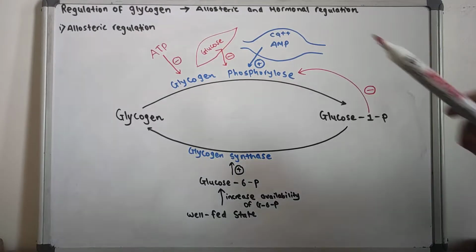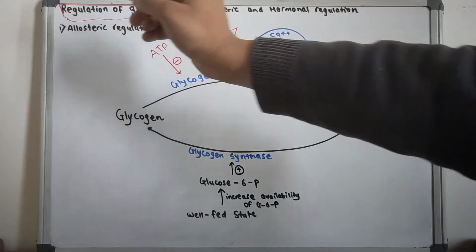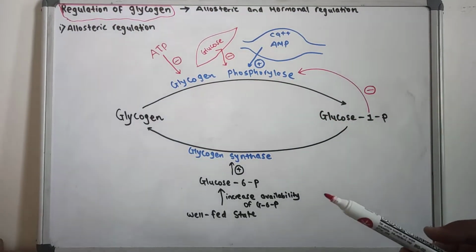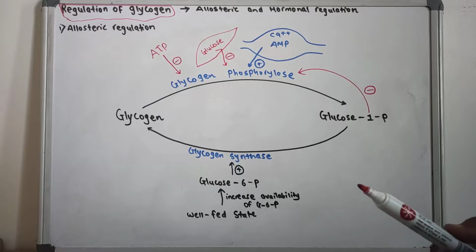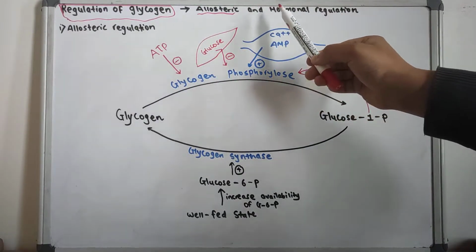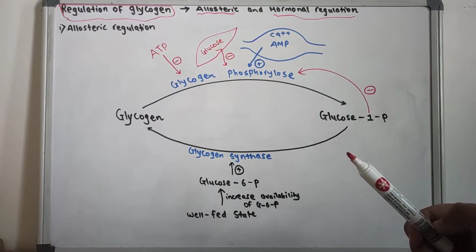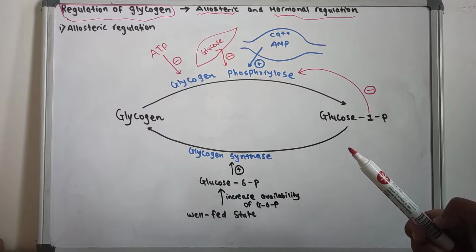Now let us talk about the regulation of glycogen, how glycogen is regulated in our body. Glycogen is regulated in various ways. First there is allosteric regulation and there is hormonal regulation. Also there is a specific role of calcium that helps to regulate glycogen.